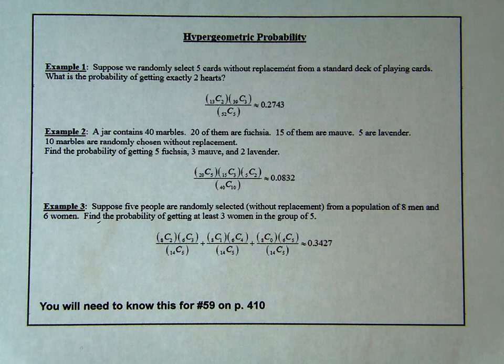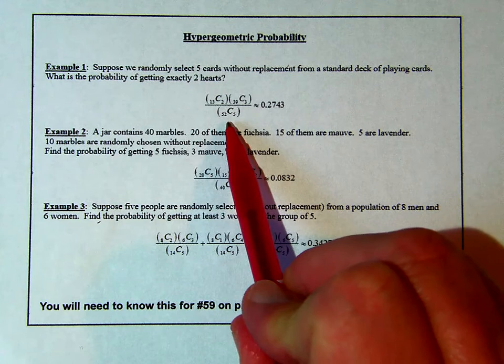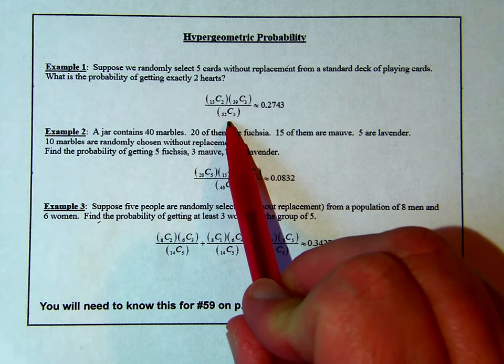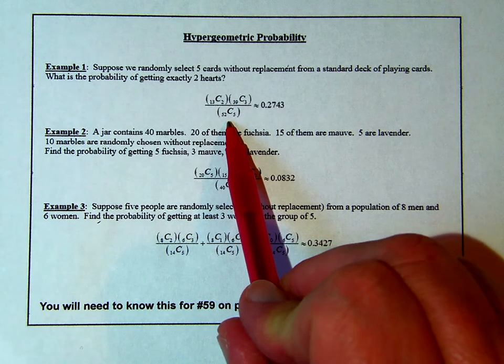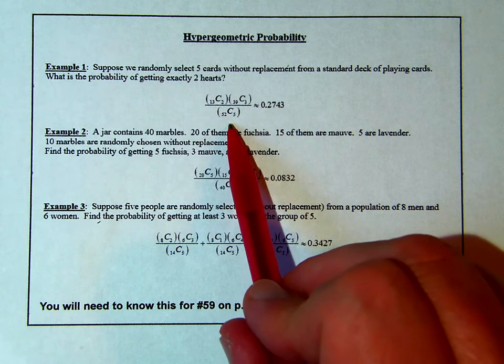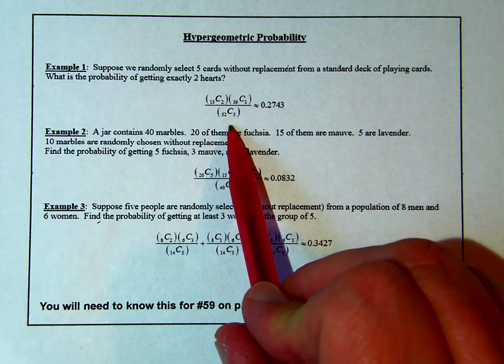Suppose we randomly select 5 cards without replacement from a standard deck of playing cards. What is the probability of getting exactly 2 hearts? All right, so we're talking about choosing a group of 5. So if we're choosing a group of 5 cards, the total number of ways that can occur is 52 choose 5 on the bottom of the fraction. So those are all possible ways of getting a group of 5 cards from a standard deck.